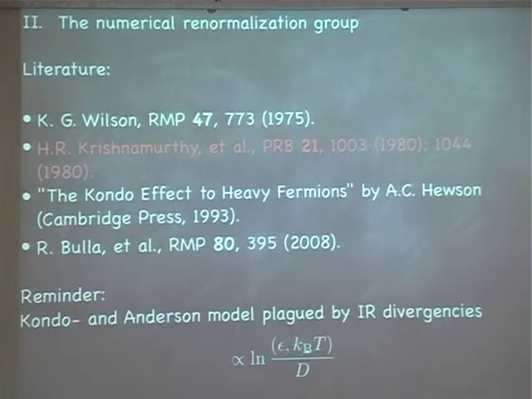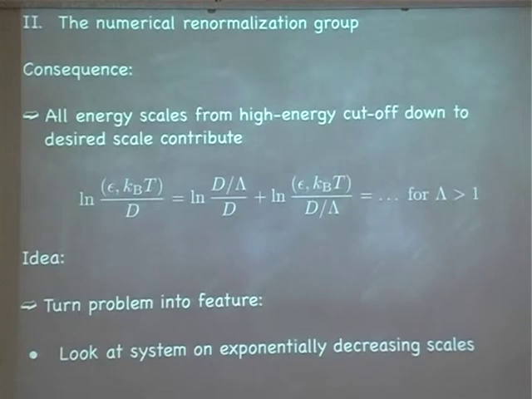Namely, if you go to low enough temperatures in the Kondo regime, properties in perturbation theory scale like log of epsilon or kBT, whatever you're looking at, divided by some cutoff. This has as a consequence that actually all energy scales from the high energy cutoff down to the desired energy scale somehow contribute. You can see that by writing log of something over D is equal to log of D over lambda over D plus log of something over D over lambda, when you pick the lambda, say, larger than 1 properly. And you can repeat this down to some desired cutoff here. That is, any renormalization collects everything from high energy and low energy.